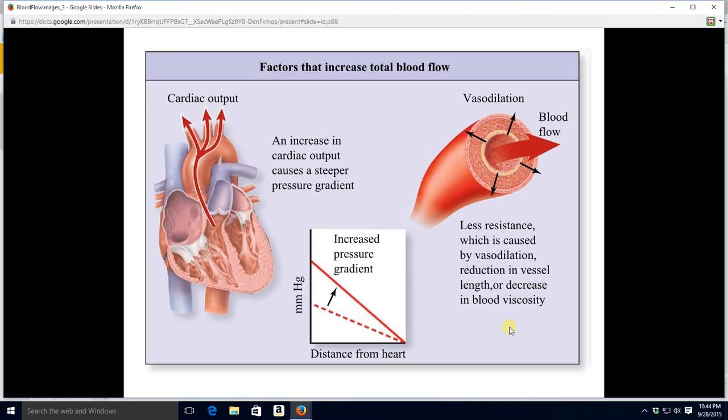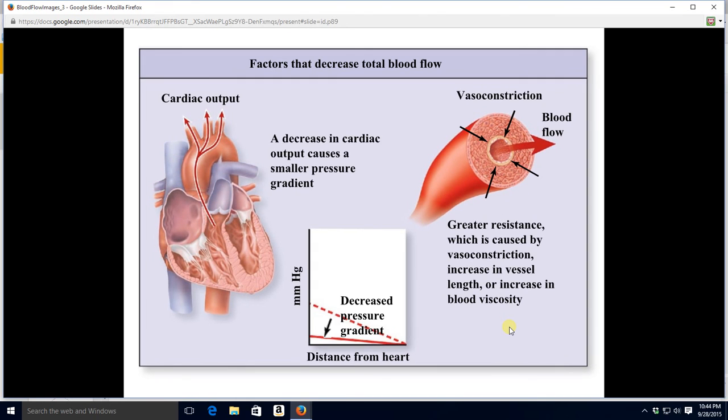Meanwhile, not only do you make your pressure gradient get bigger by increasing your cardiac output, you vasodilate in order to yield lower resistance. And that combo creates more blood flow. Similarly, if you want to drop blood flow, well, you want cardiac output to drop. That'll reduce your pressure gradient, which will mean less of a driving force on blood. Plus, you want to vasoconstrict, greater resistance, greater opposition to flow.